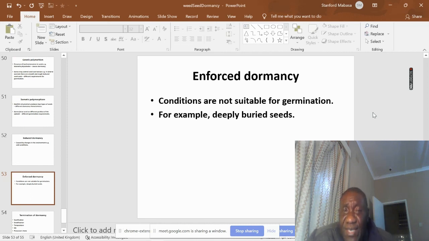But the enforced dormancy is easily reversible. You bury the seeds, they go into dormancy. You plow, you bring them to the soil surface, you break the dormancy very easily. This is enforced dormancy.